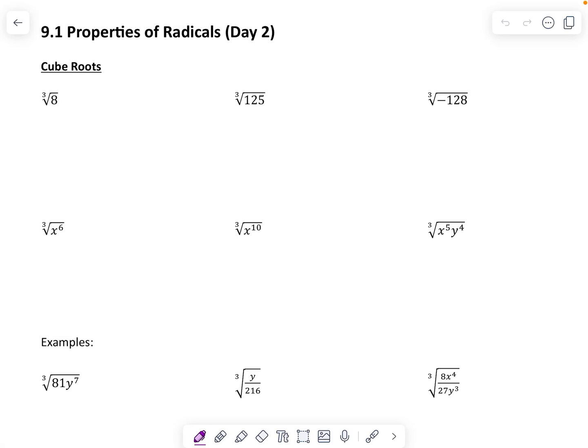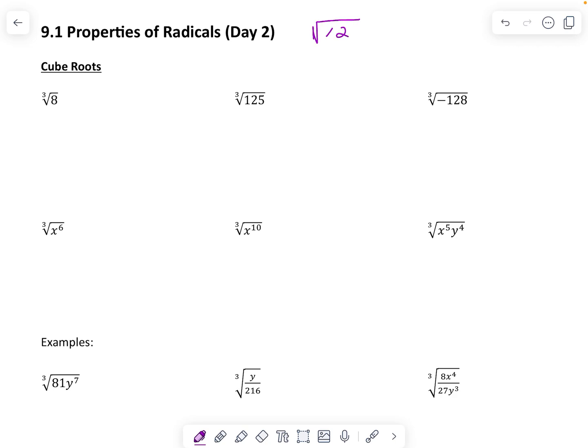All right, today we are still talking about radicals, but as you can see from the examples here, we're not talking about square roots, but today we're talking about cube roots. Now, as a reminder, yesterday we did square roots.